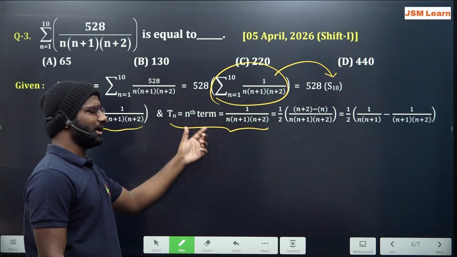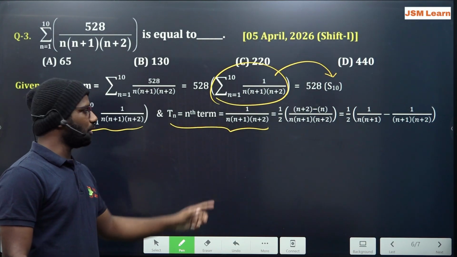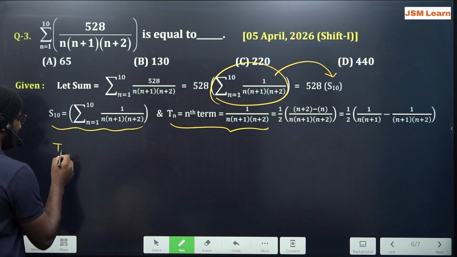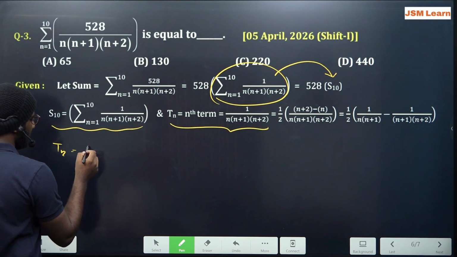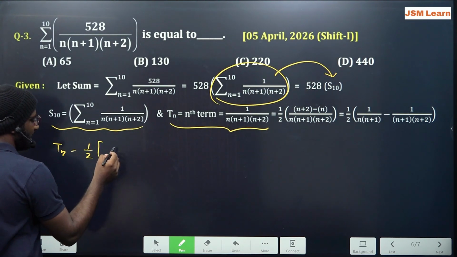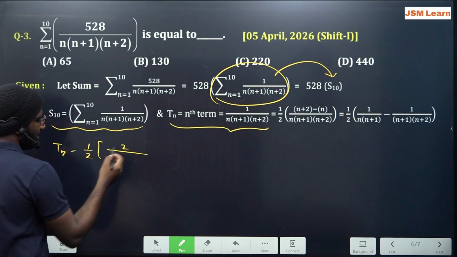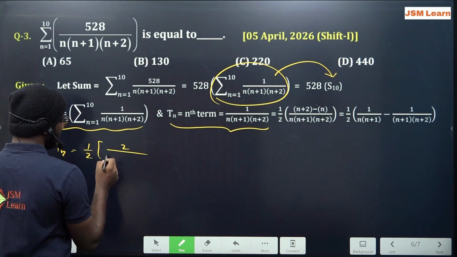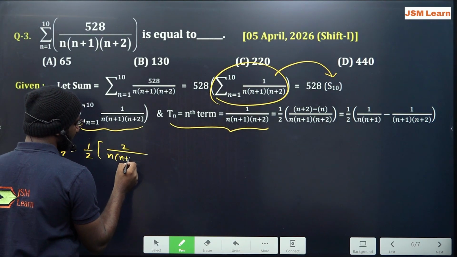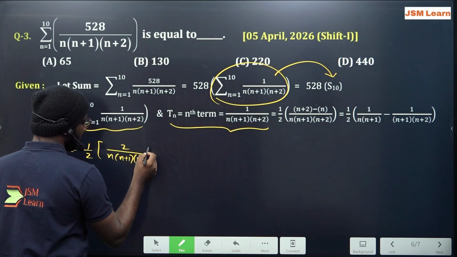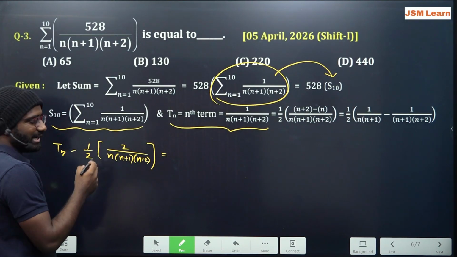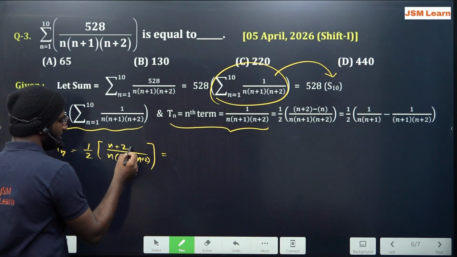Now I am going to multiply and divide with 2 on this nth term. Now Tn, here I am multiplying and dividing with 2, right? So I am writing the numerator inside and 1 by 2 as outside. So here n into n plus 1 into n plus 2 is the denominator, right? So here now I am adding plus n and minus n.